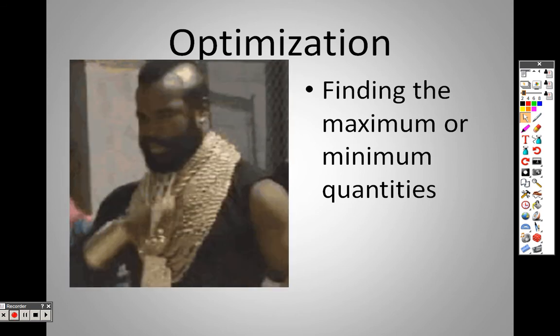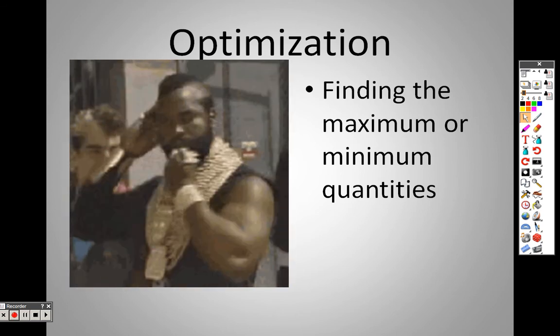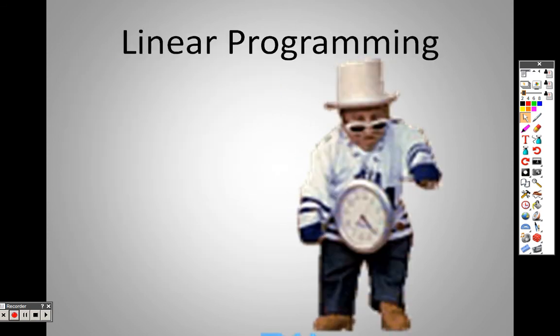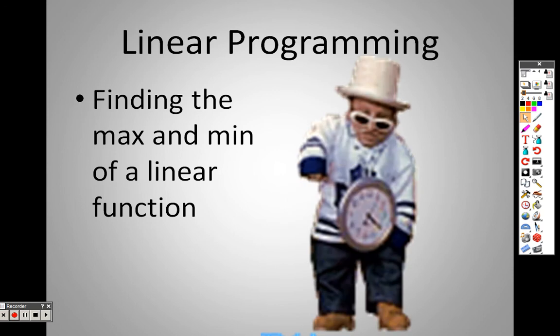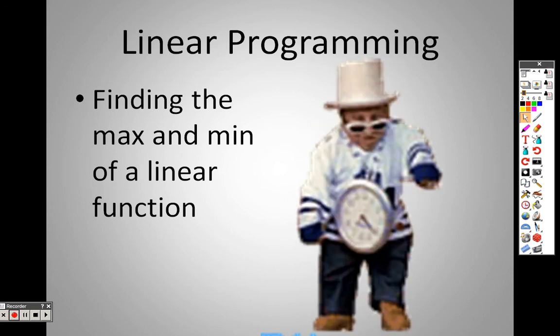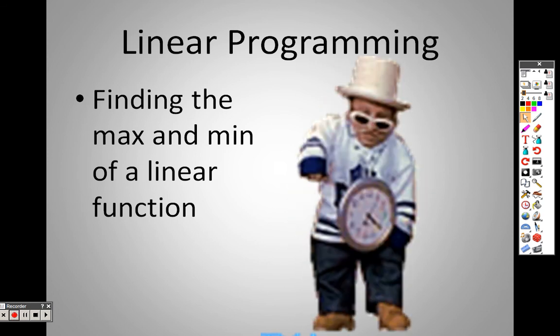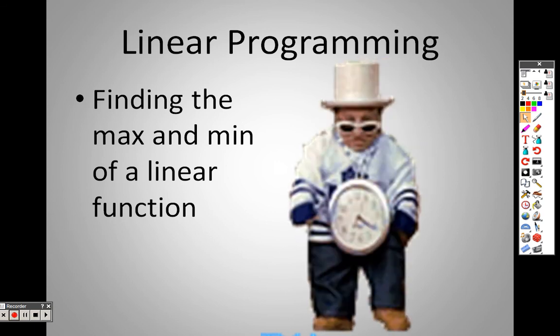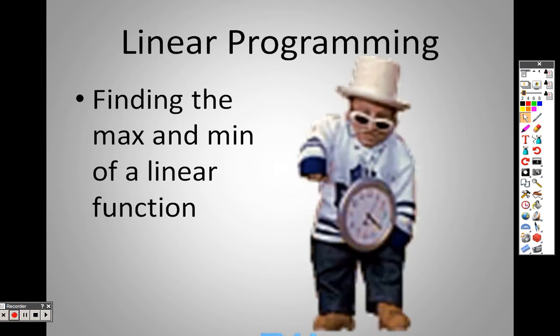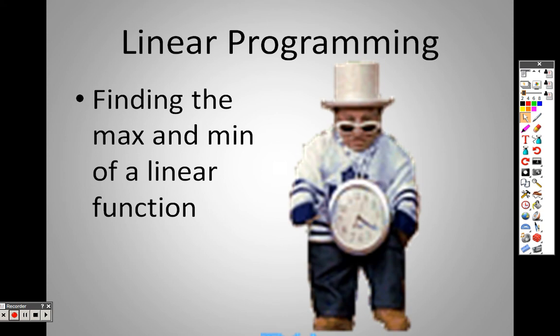Optimization is finding the maximum or minimum quantities. So linear programming is finding the max and the min of a linear function. Basically we're doing what we just did in 3.3. We're graphing and shading those inequalities, but now we are also finding the max and the min point. What's the maximum amount that'll make that item work, and what's the minimum value that will make that item work.